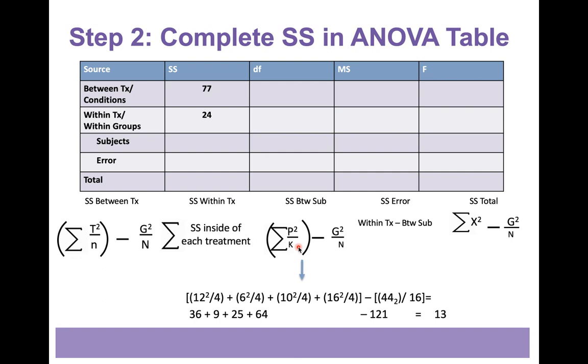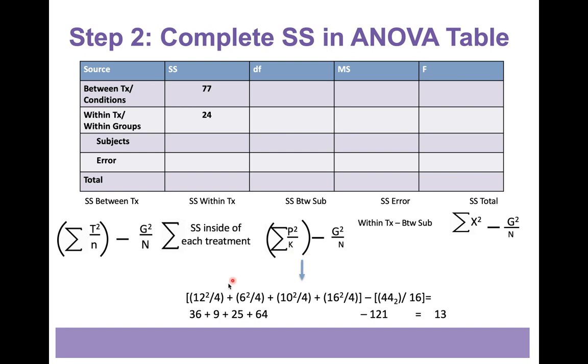We now have another sort of long one because we have to fill in this next box, which is our individual difference sum of squares. That looks very similar to the first step, the sum of squares between. But instead of T and little n, we have P and K. So it's the sum of every P squared divided by K.